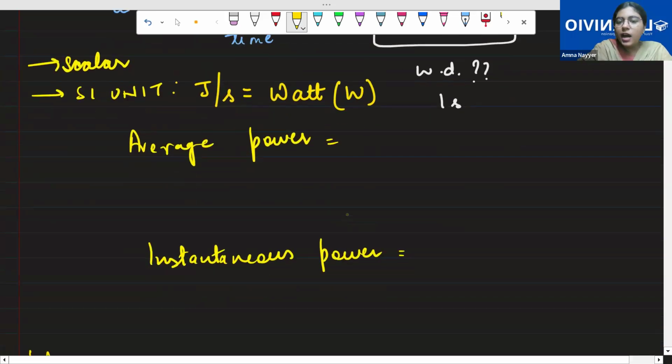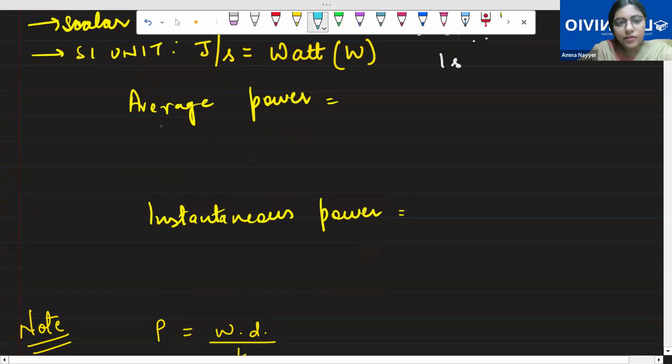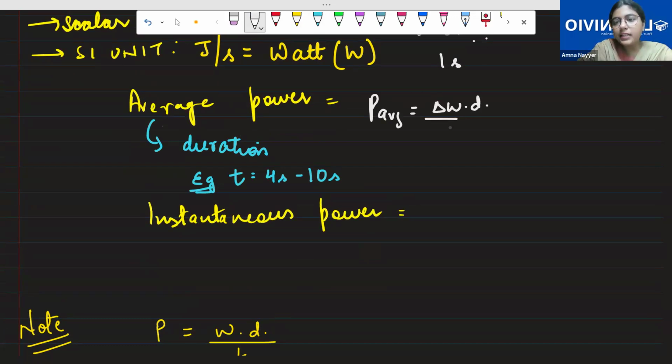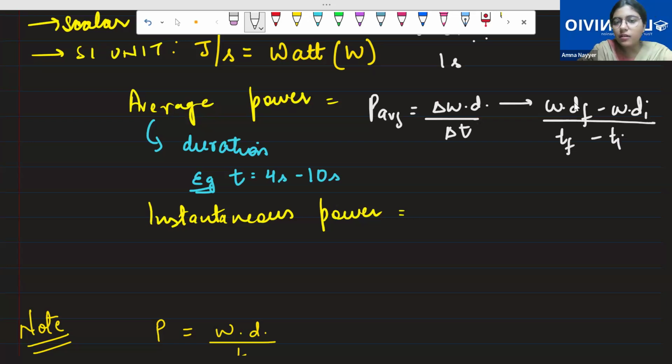Now see, if you have a time duration provided to you, example, 4 seconds to 10 seconds like this, then what you can calculate is the average power: change in the work done by the change in the time. Change in the work done means final work done minus initial work done, by final time minus initial time. This you can use if you have the duration given.